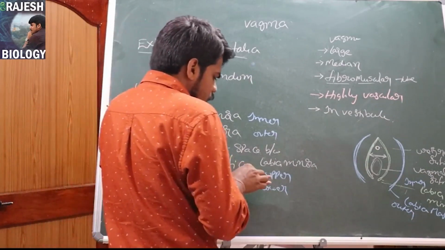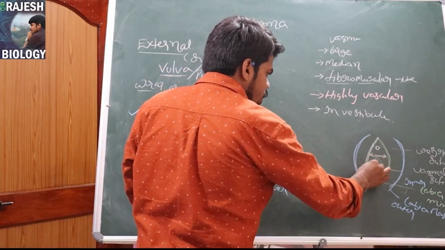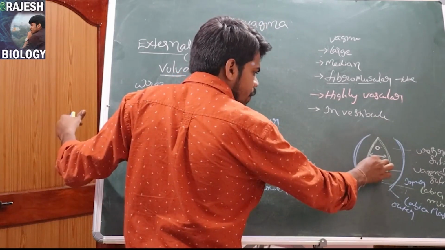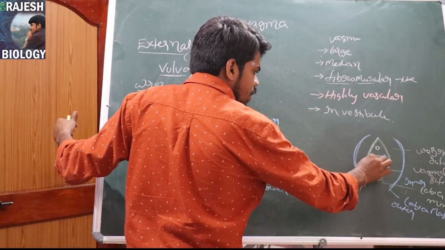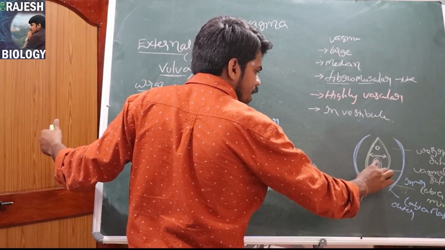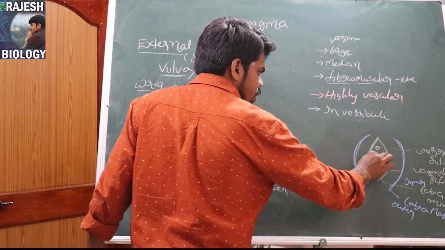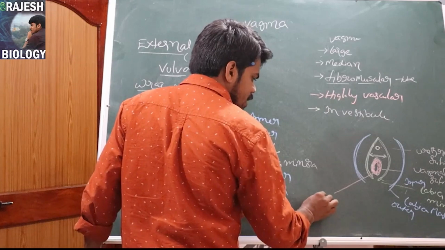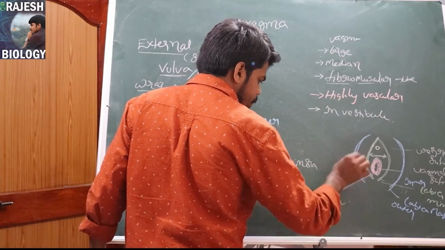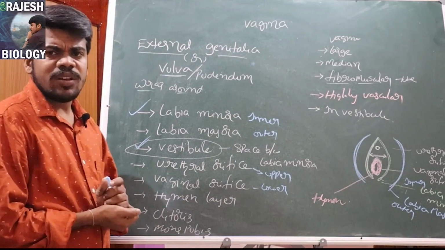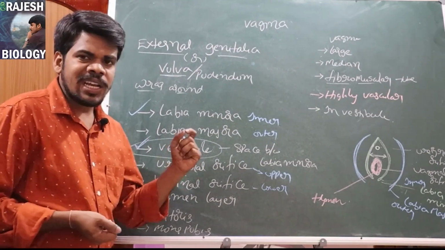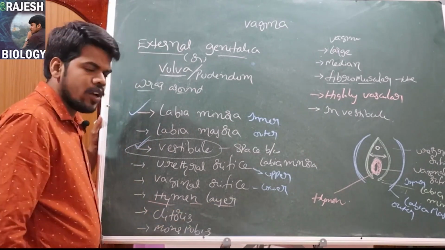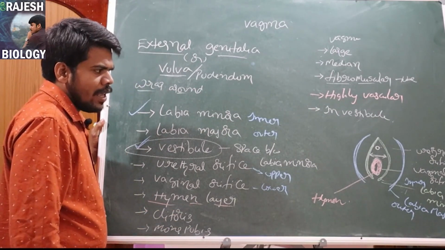Now, this vaginal orifice is partially covered by a mucous membrane, the red membrane I am drawing here. This mucous membrane is called what? Hymen. That is the mucous membrane which partially covers the vagina, the hymen layer. The vaginal orifice is partially covered by the hymen layer.